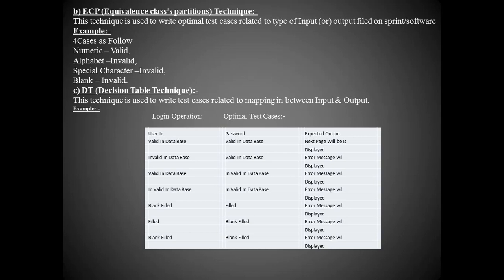Next one is the decision table. This technique is used to write the test cases related to mapping between the input and the output itself. Example: login operation and the optimal test cases. User ID valid in database, password valid in database, expected output is next page will be displayed. User ID invalid in database, password valid in database, error message will display. User ID valid in database, password invalid in database, error message will be displayed. User ID invalid in database, password invalid in database, error message will be displayed.